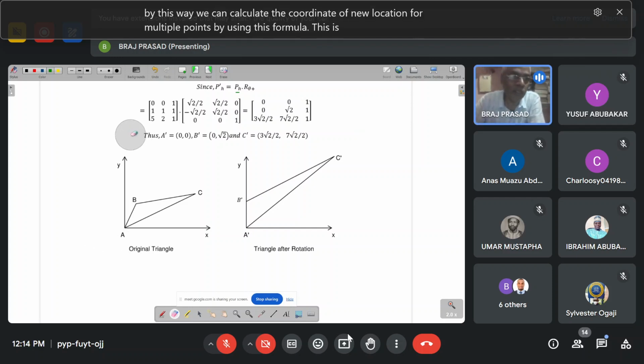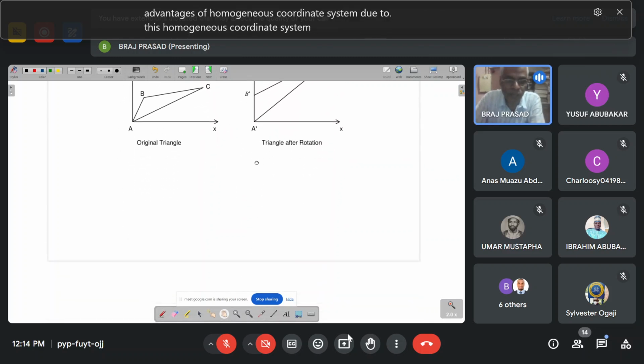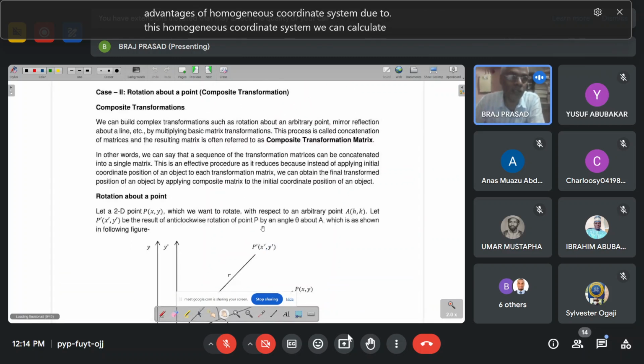So in this way we can calculate the coordinates of the new location for multiple points by using this formula. These are actually the advantages of the homogeneous coordinate system. Due to this homogeneous coordinate system, we can calculate the coordinates of more than one point at a time. This is case 1.